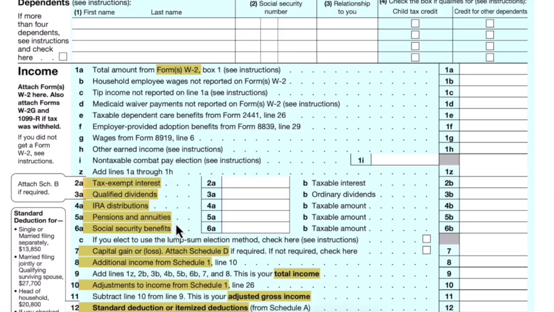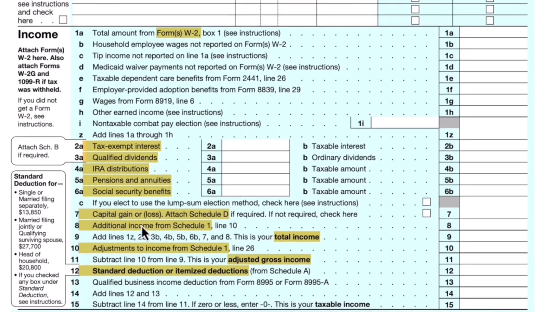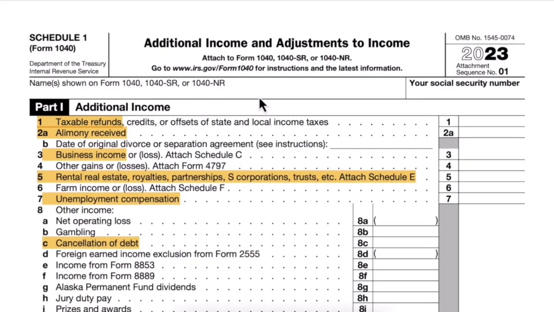So it adds it all up, all your sources of income. Also capital gains and losses. So if you have any capital gains, they're reported on a different schedule, Schedule D, but the sum of that Schedule D shows up here on the first page of your 1040 as a component of your total income. And then there's another line item that says additional income from Schedule 1. So if we go to Schedule 1, we'll see the additional income that's included on that line item.